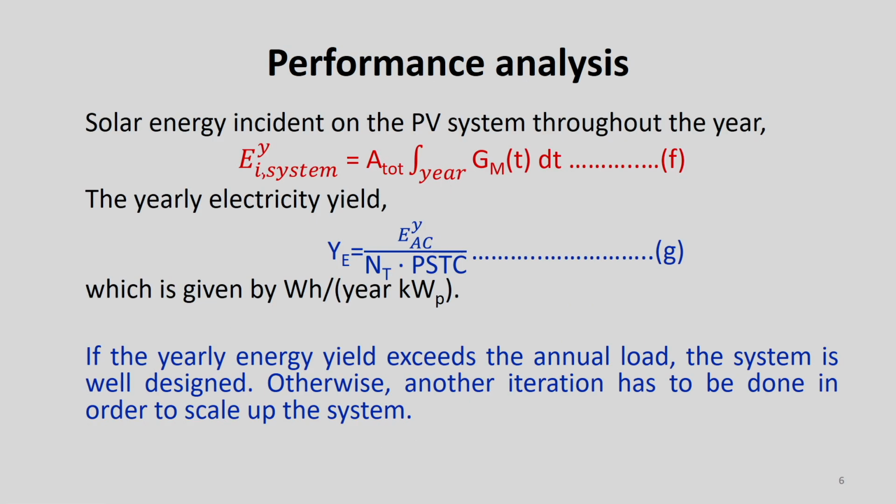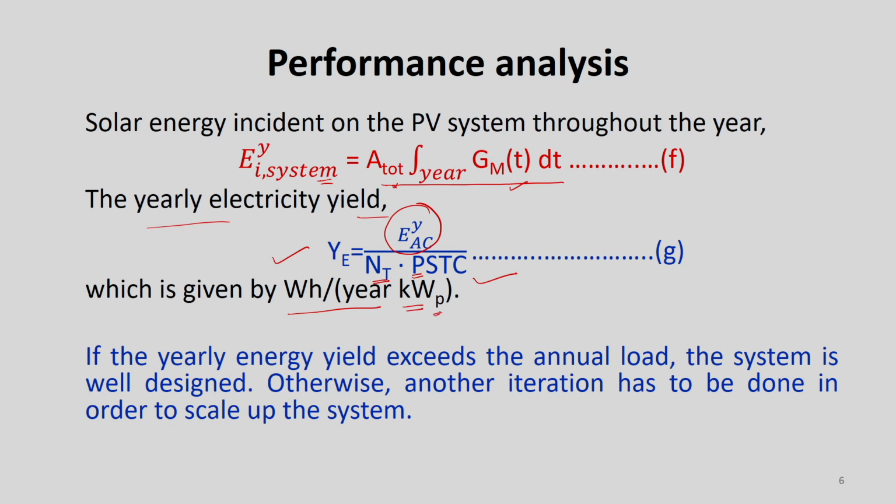So, this E_sys can be expressed something like this. Yearly average we need to find out, and A total is the multiplication. Then yearly electricity yield also we can calculate if we know this term, and if we know this P_STC and the total number of modules, then from that we can calculate what is the yearly electricity yield. And this expression we will get in terms of watt hour per kilowatt peak.